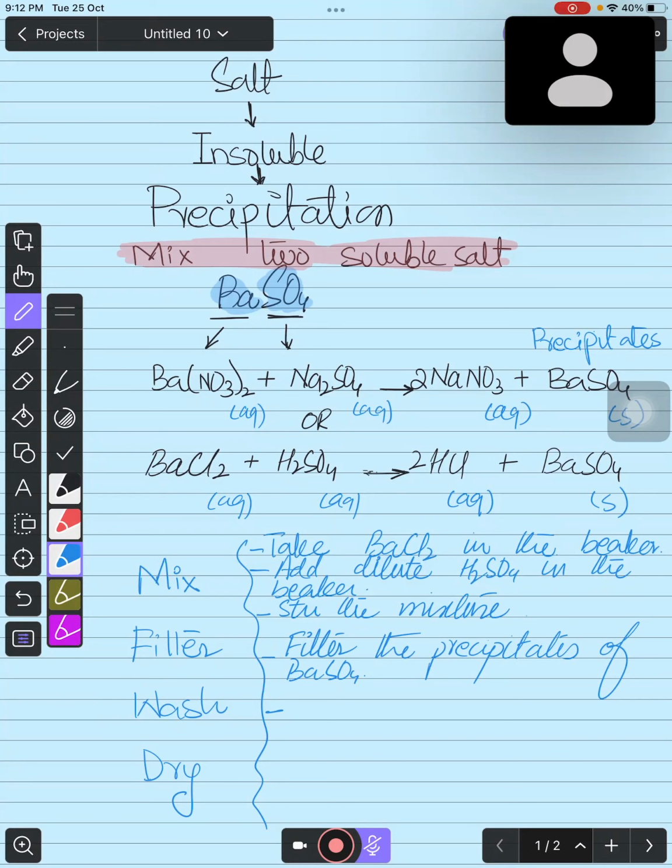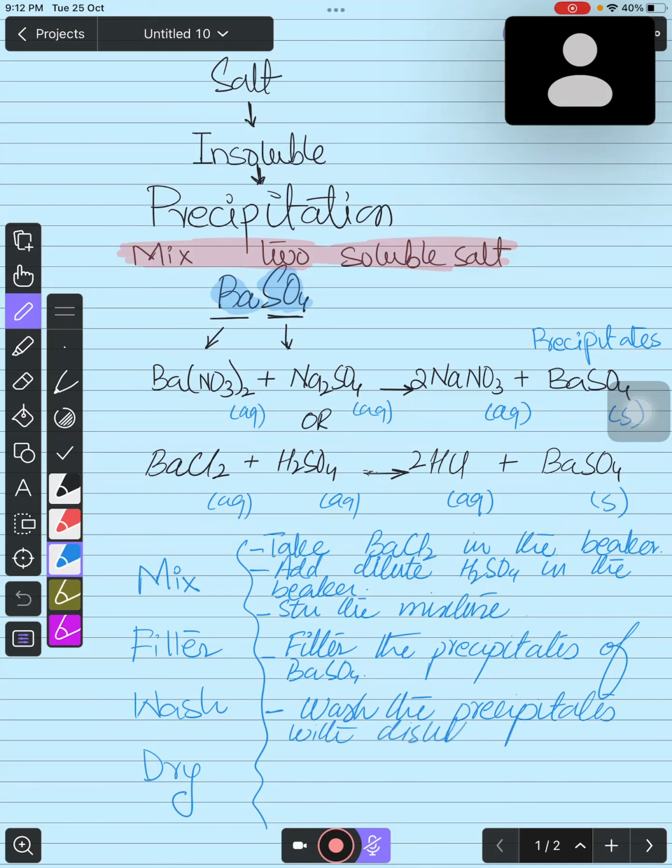And why are we washing them? Because we know that out of 4, 3 salts in the equation and the reaction are soluble ones. So if there are any impurities in barium sulfate, definitely by washing with water, they are going to be solubilized and move towards the filtrate, right? So you need to say that wash the precipitates with distilled water.